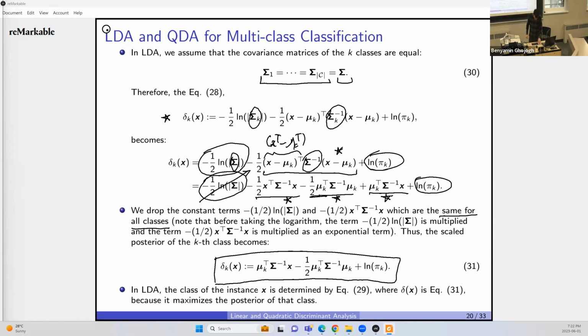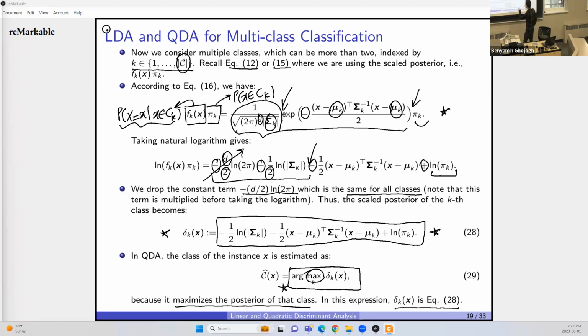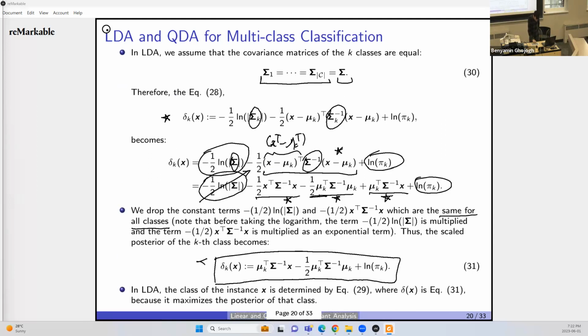Let's go back for QDA and take a look at equation 28. This is actually quadratic with respect to x. Do you agree? This term is quadratic. That's why equation 28 is a quadratic function, a quadratic decision boundary in QDA. Equation 31 is the equation of a line, a linear decision boundary in LDA.